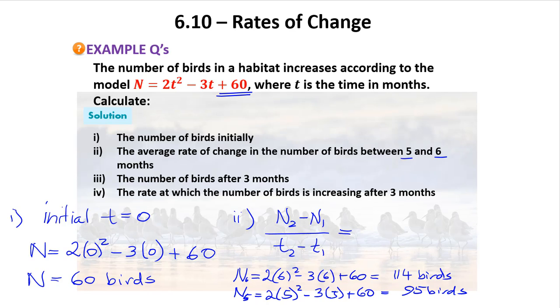And so the average rate of change between 5 and 6 months is 114 minus 95, all over 6 minus 5, which we know is going to be 1. And that gives us a value of 19. The average rate of change between those 2 months was 19. Now we need to put some units here. It's going to be 19 birds per month.